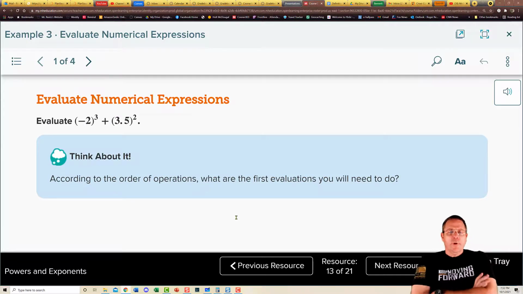Now I think that's probably going to be a really good spot to stop. When we come back, we're going to work on evaluating some numerical expressions that involve exponents. Be sure to come back and watch part 2 of this video series.